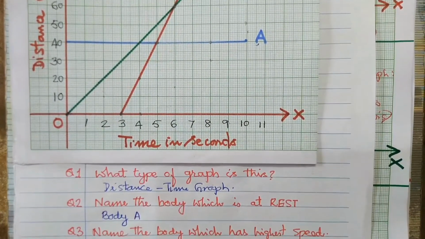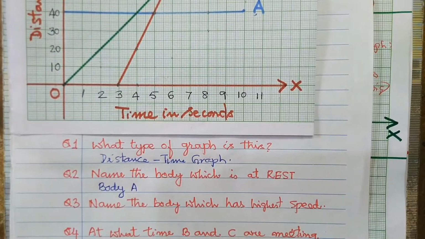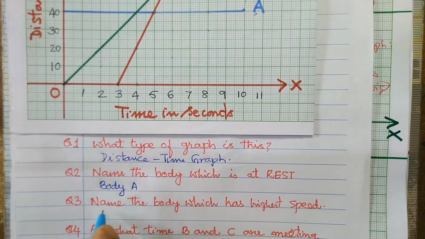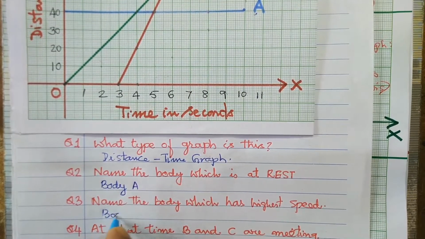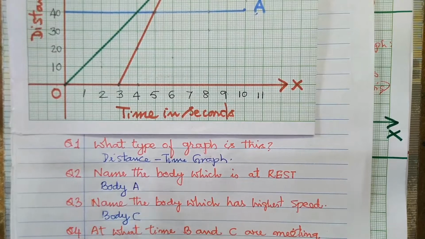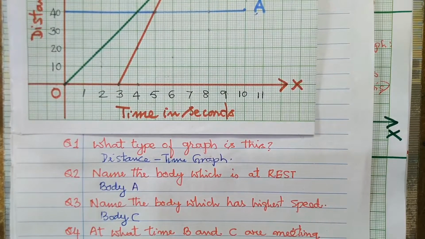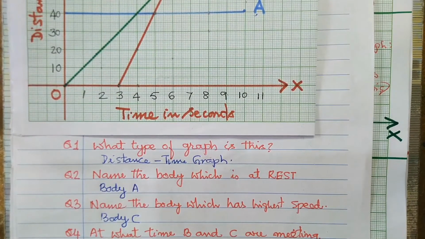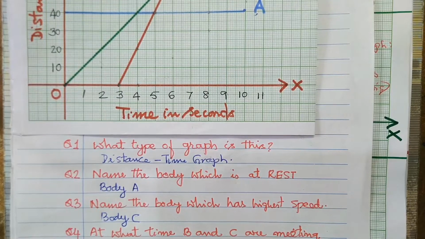Already you might have got the answer. You see that the body C is having the highest speed among B and C. Now, next question is, at what time B and C are meeting?